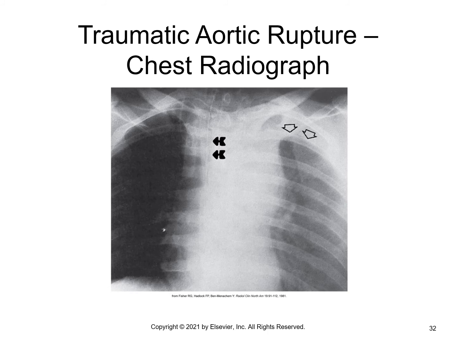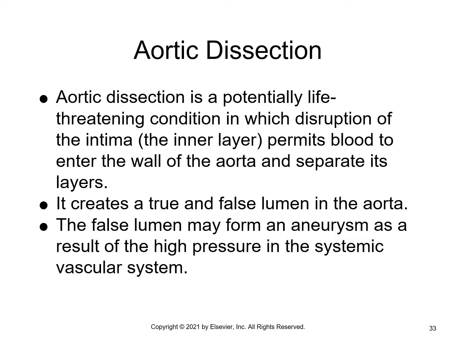So here's an example of a traumatic aortic rupture, and you see that there is fluid collecting around the heart in the upper pericardial area here. The patient has an ET tube in, trying to breathe for them, but this would have to be surgically repaired immediately for the patient to survive, if that's at all possible.